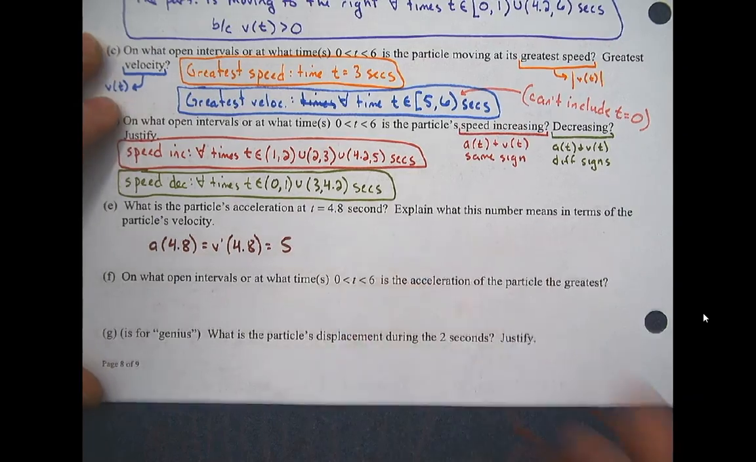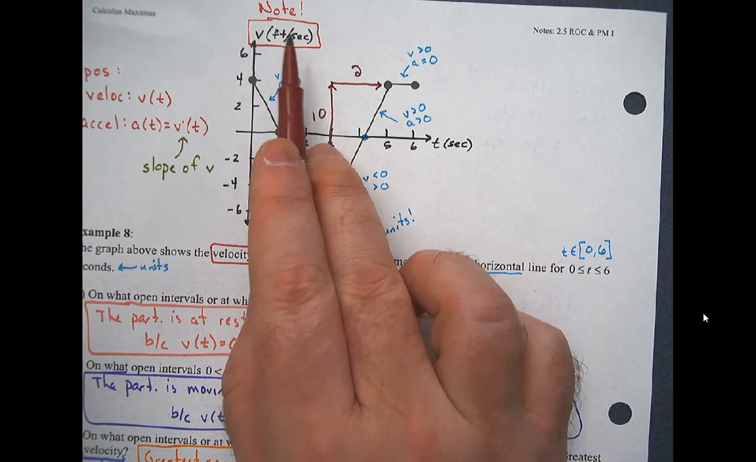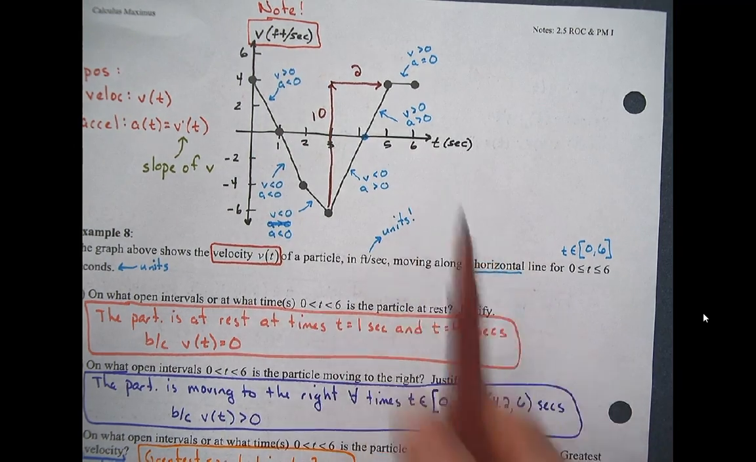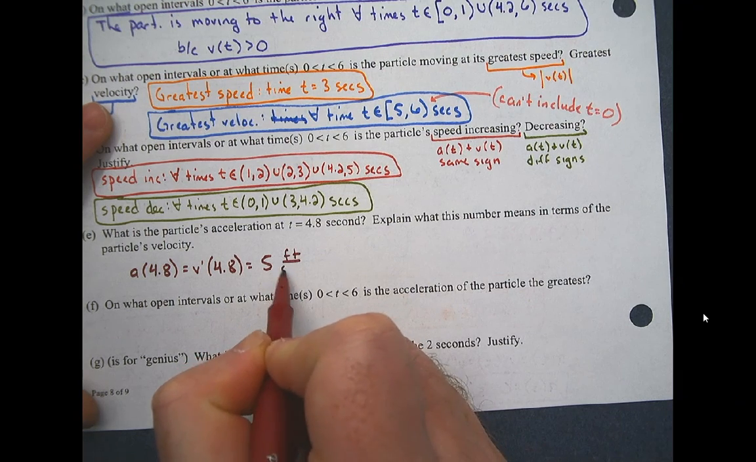Now we need units. So this is a measure of feet per second, the change in this over that. So it'd be feet over second and then another second. So it'd be feet per second squared.